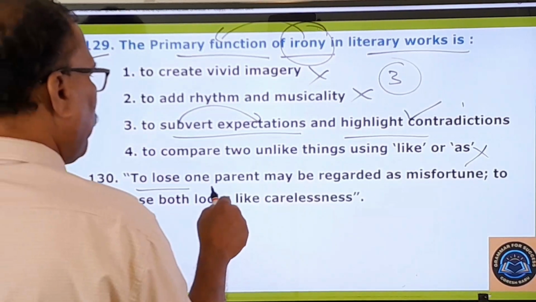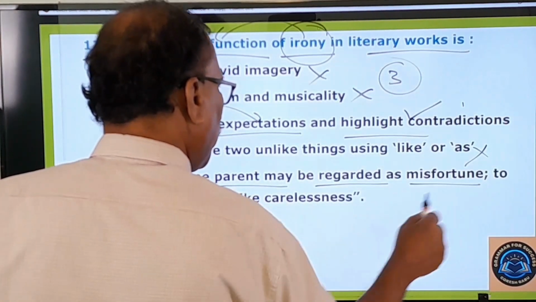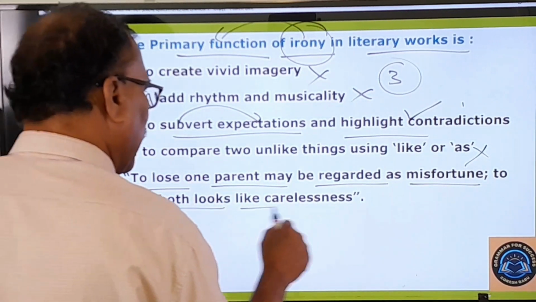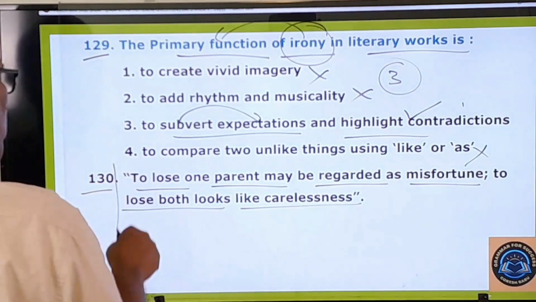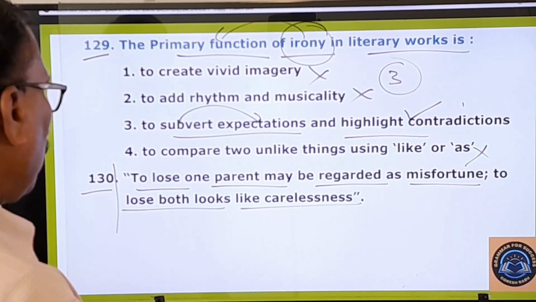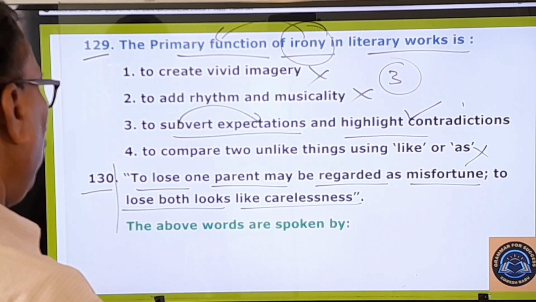To lose one parent may be regarded as misfortune. To lose both looks like carelessness. So this is a beautiful quotation. So what is the examiner asking you to do after giving this beautiful statement?